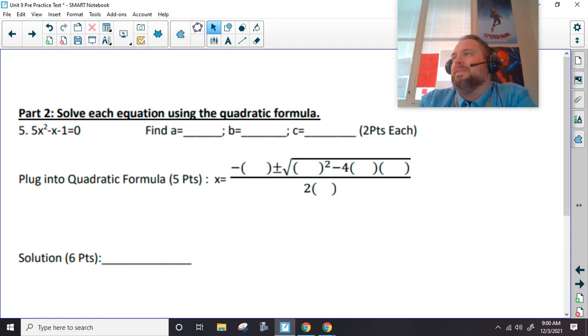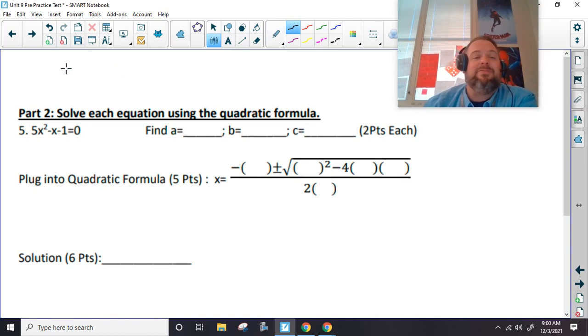I was thinking about this. A lot of this stuff, if you don't have it set up correctly, you're going to get the wrong answer. So I'm actually grading, you get 2 points per thing. This whole part, find A, B, and C, is worth 6 points. Setting this up correctly is worth 5 points. That's 11 points out of the possible 17 points for this problem.